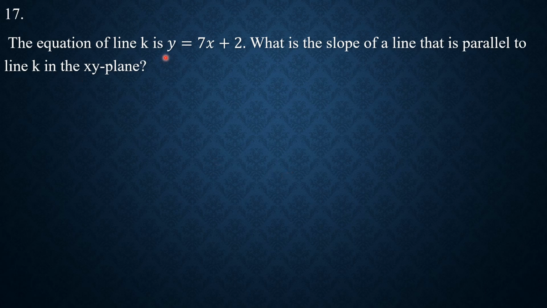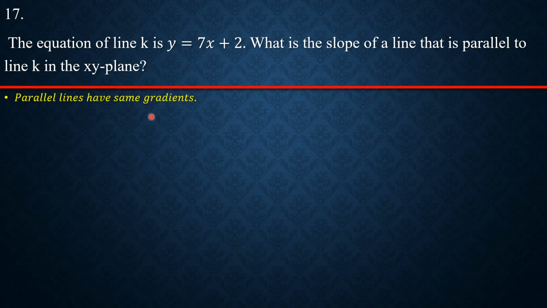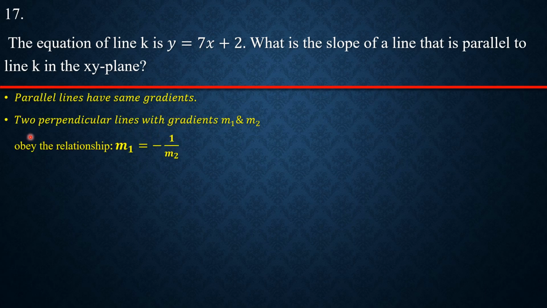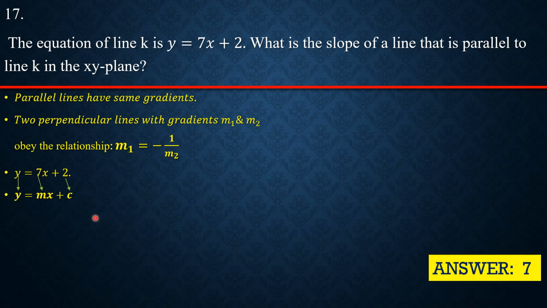Okay, the equation of line K is this. What is the slope of a line that is parallel to line K in the XY plane? If a line is parallel to this line, of course we expect that they have the same slope, right? So parallel lines have the same gradients. Two perpendicular lines with gradients M1 and M2 have this other relationship: M1 equals -1/M2. So our y is actually 7x plus 2. So a line that is parallel to this one would have a slope of 7.